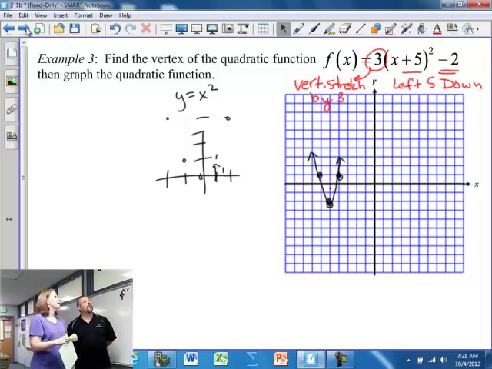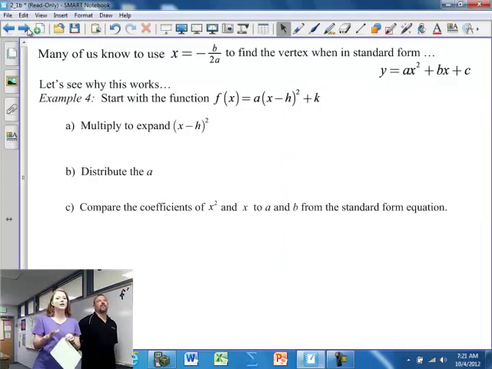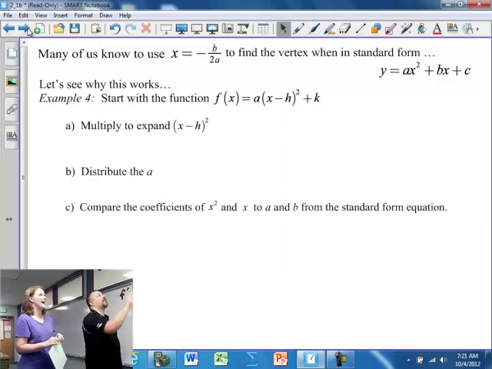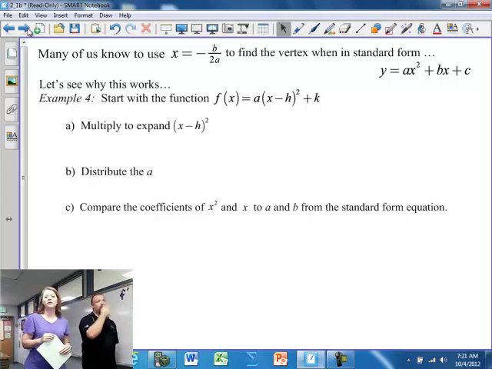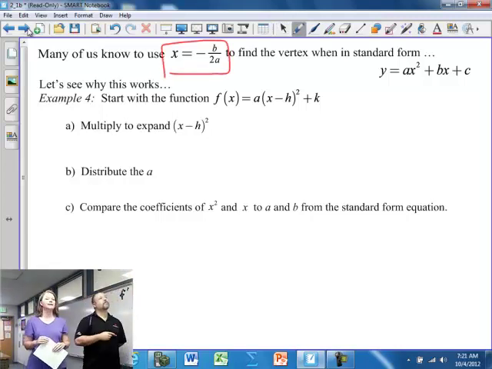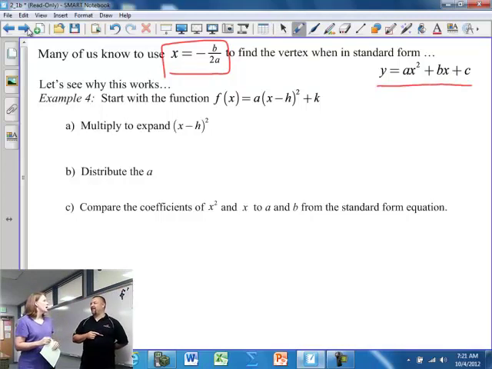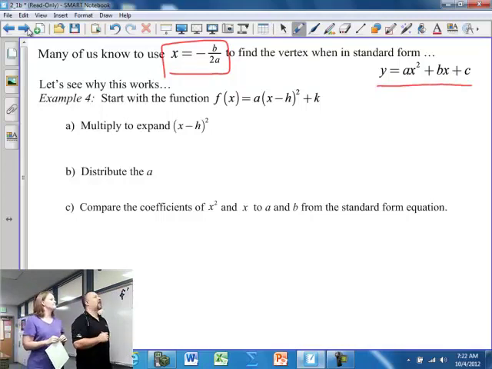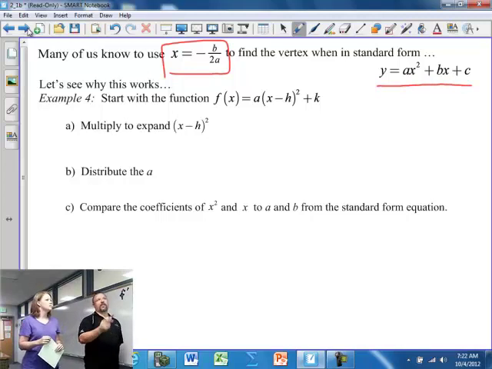Okay, next. Was that too quick? No, it's beautiful. All right, so now some of us already know how to use this negative b over 2a thing, and where does that fit in? So we're going to show you where negative b over 2a comes from. If you've had Honors Algebra 2, you probably have already seen this, but in case you haven't. Even if they did, they might not remember. It was one little snippet. So let's see why this works.